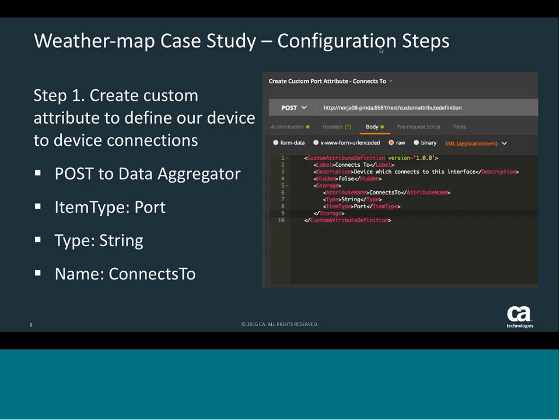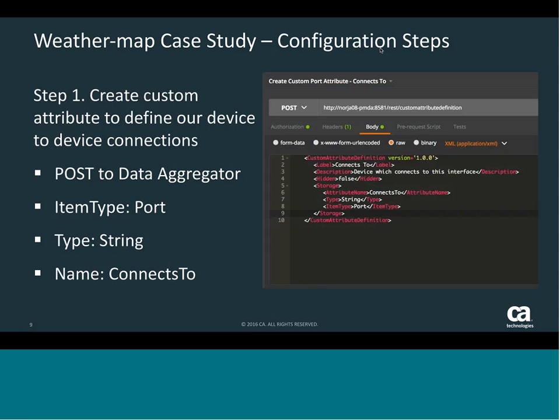So what do we need to do to make this? Well, the very first thing is there's a new attribute that we'll need. This is going to be an attribute called connects to, and that is going to be an attribute on our interfaces. So this is basically going to say, hey, an interface on this device, which other device does it connect to? It's going to be a string, and that's something that you create through the DA REST services.